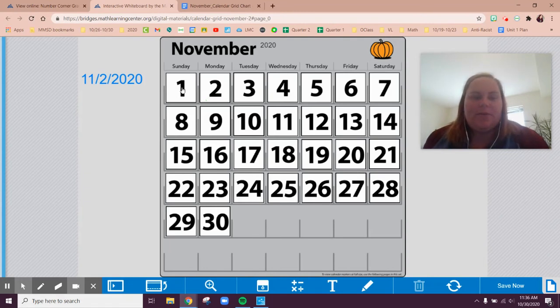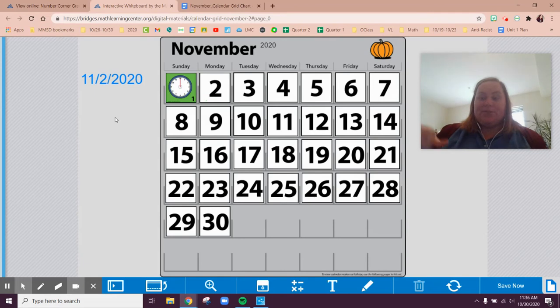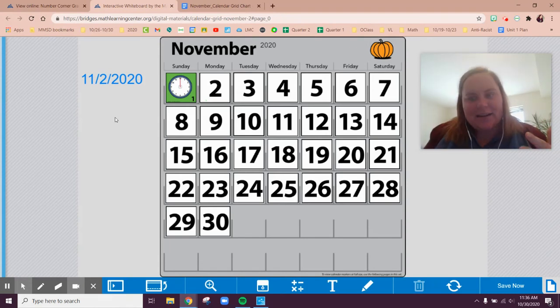So I'm going to flip November 1st over. There it is. That is our first analog clock. And what that means is it's a clock that has a circle and the numbers around and the hour hand and the minute hand. That is called an analog clock. Say it right now, analog. So that is an analog clock.